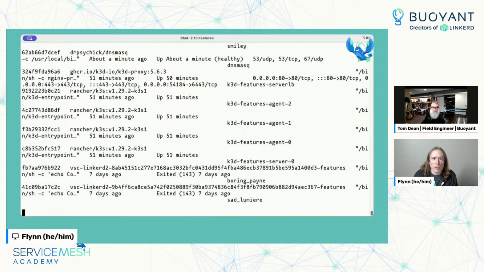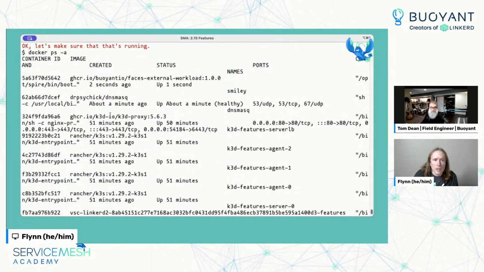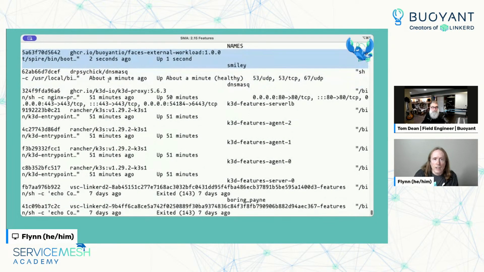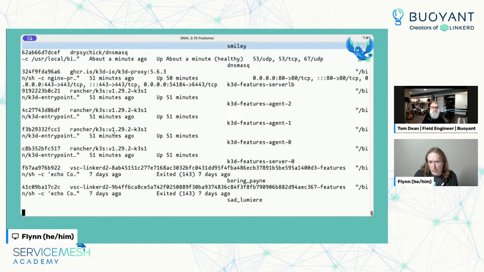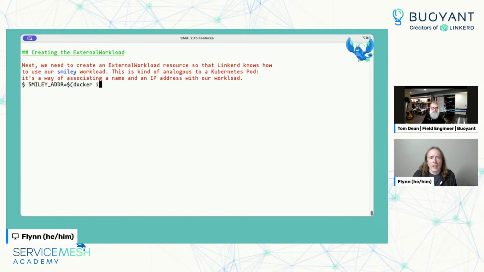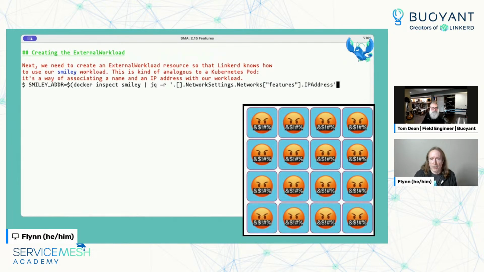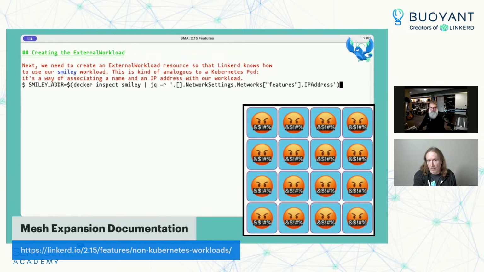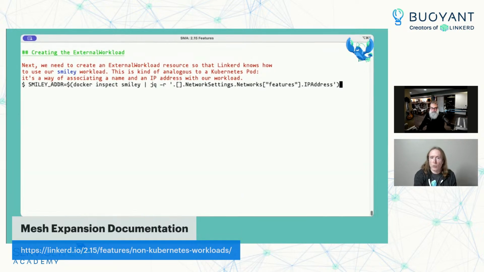So let's make sure that is running. DNS mask is running at the top. There we go. Here's our smiley container, DNS mask container, a bunch of K3D containers. It's really nice having a machine that can run all this at once and not break a sweat. Now that we have our workload running, really quickly, we still don't have anything but cursing faces over here. And the reason is that we haven't told Linkerd how to talk to it. We haven't told Linkerd how to bring it into the mesh at all.